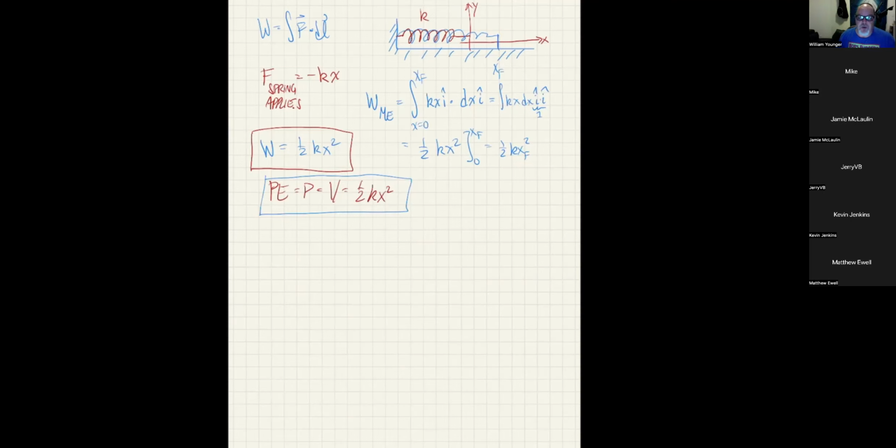Now, it turns out there's also an energy of motion that is another form of mechanical energy, and that's what we call kinetic energy. I'm going to derive that for you by basically deriving the work energy theorem. So let's start that now. So here's the work energy theorem.